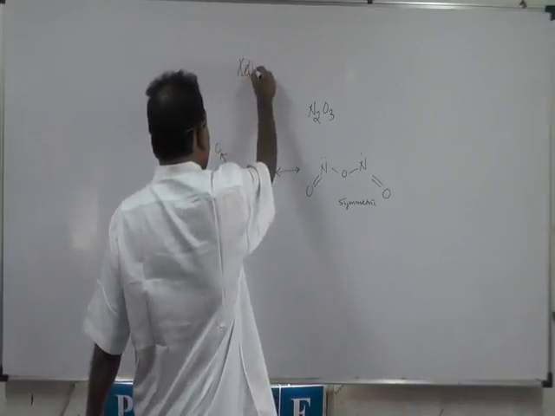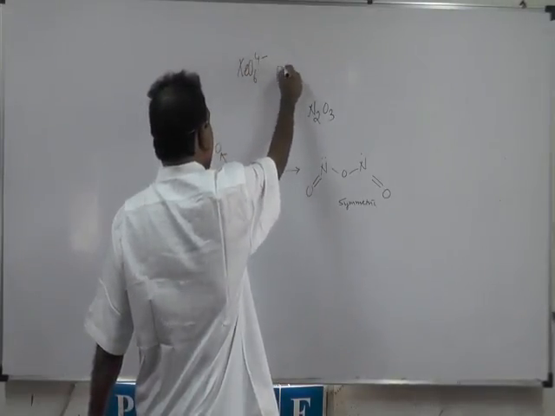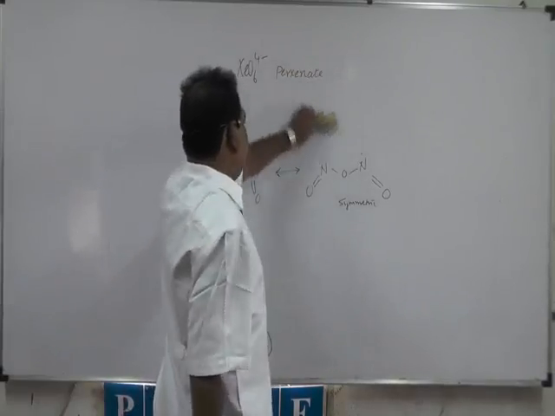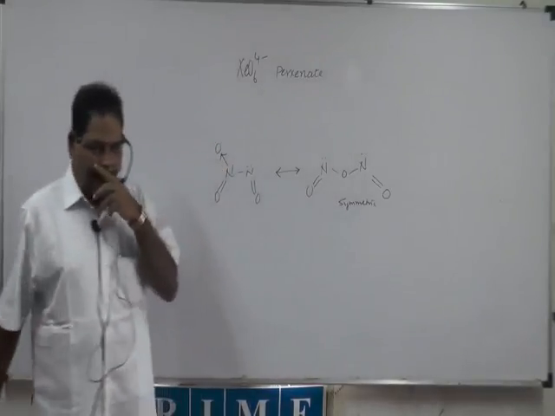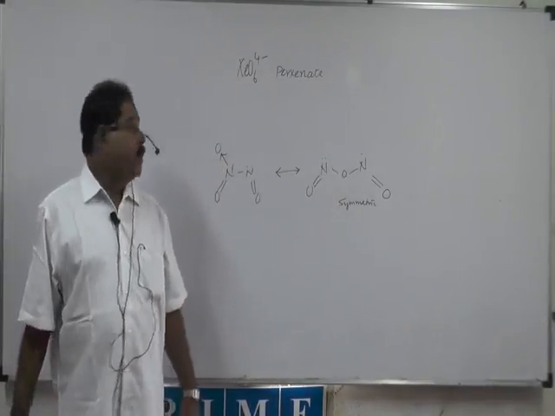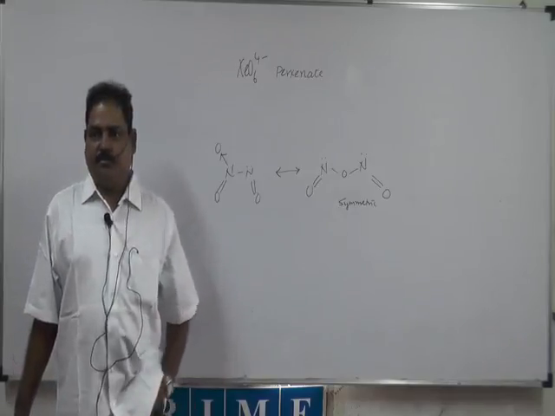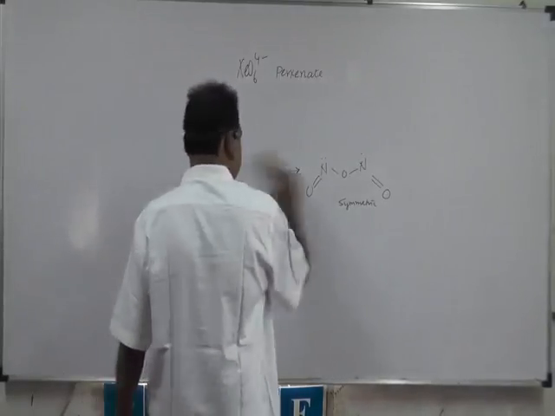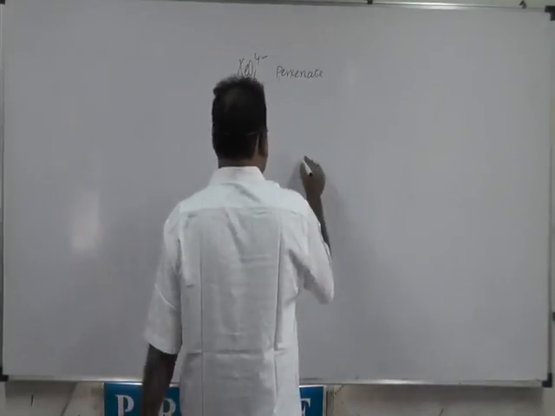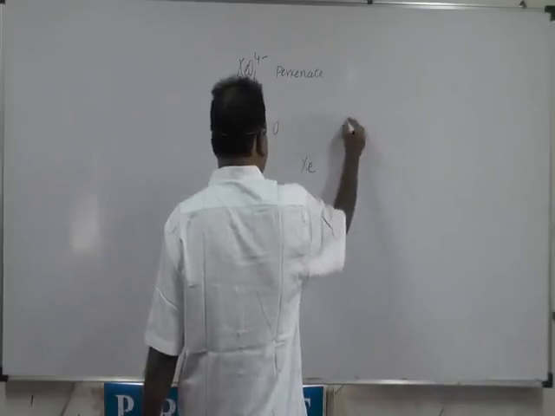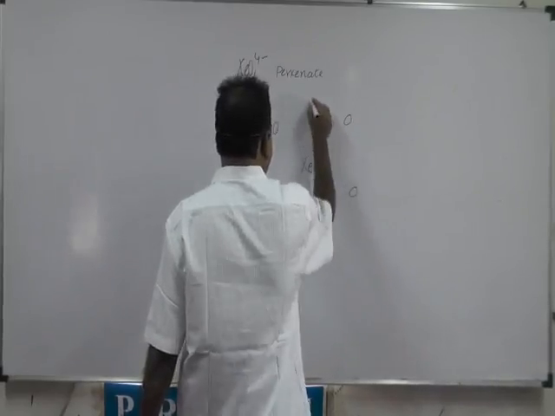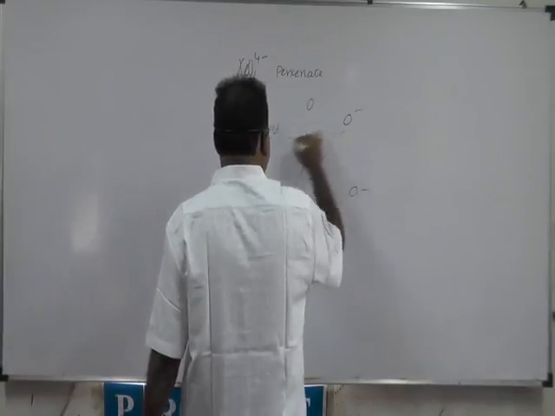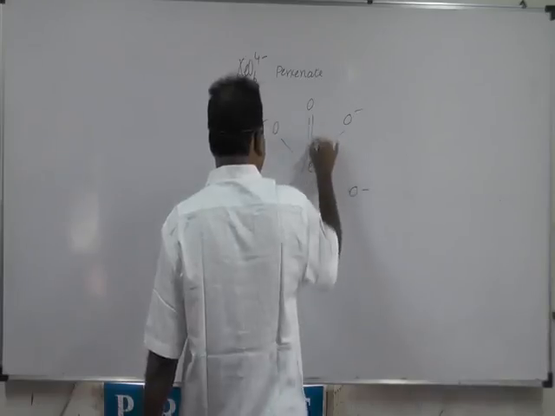XeO6⁴⁻, perxenate ion, perxenate, like perchlorate, comes from H4XeO6, perxenic acid. Xenon, six oxygens, four of them are minus, which form just one bond. Oxygen forms two bonds.